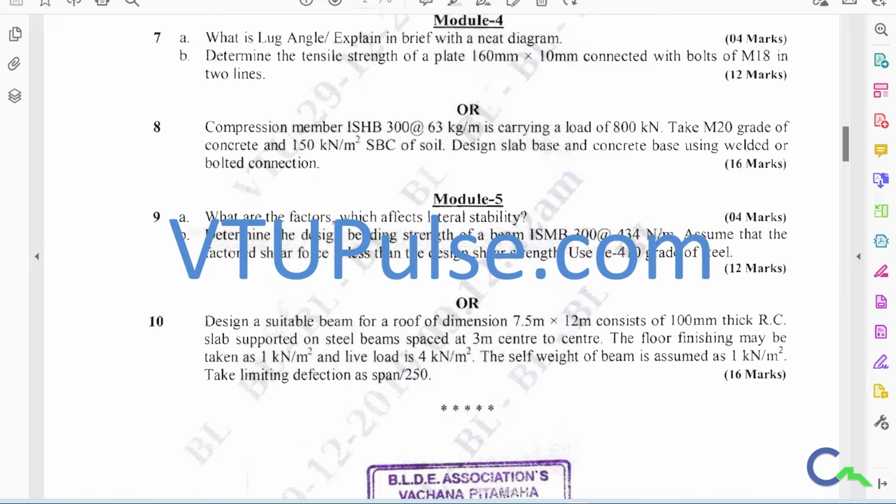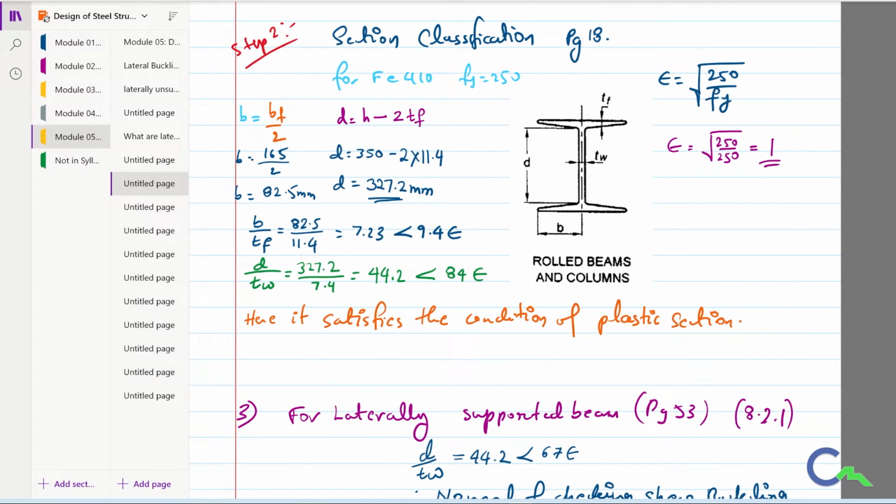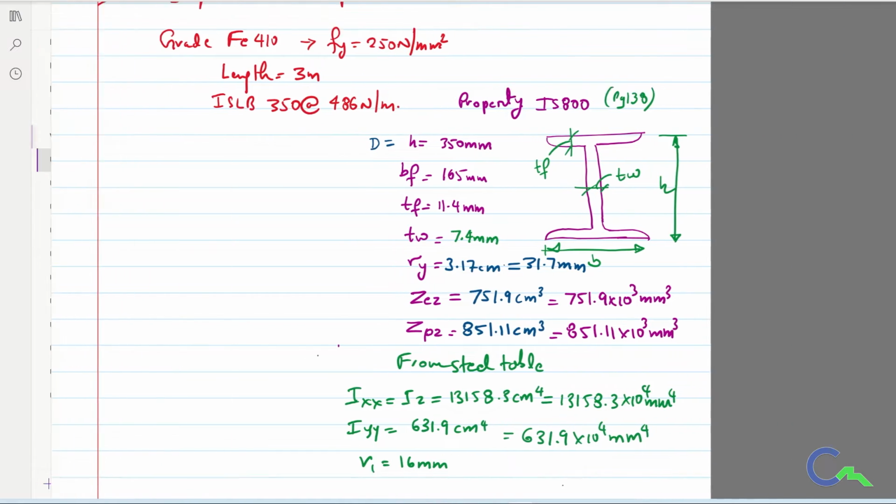In the 10th question, you can see they have given all the conditions: the loading condition, the room dimension, the span of the beam, the thickness of the slab, and the live load. By using those conditions, we have to design the beam. Then we have to do different checks. For that reason, I have taken this particular problem.